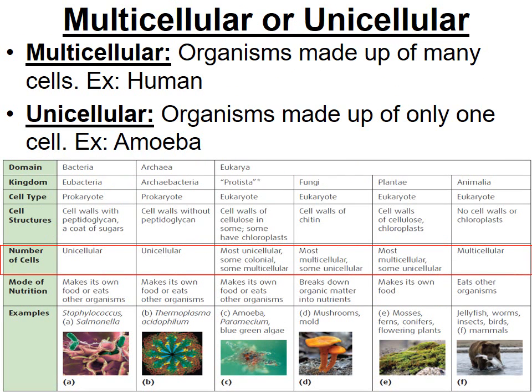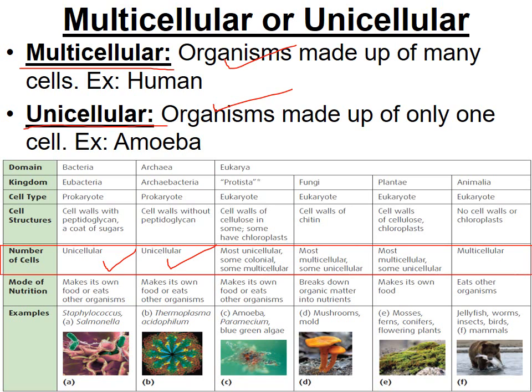So let's start off with the number of cells. Number of cells is pretty much the most straightforward one. Some organisms can be multicellular, some can be unicellular: many cells, one cell. You can take a look at the different domains and kingdoms and see the individuals that make them up. For domains, in bacteria, in the eubacteria kingdom, all of them are unicellular.